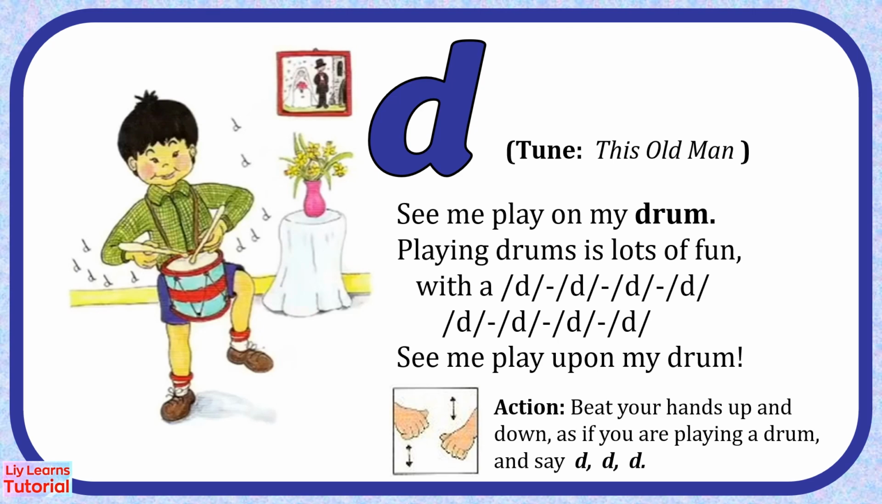Now, let's listen to the Jolly Phonics song and letter D to the tune of This Old Man. While singing, beat your hands up and down as if you're playing a drum and say D, D, D.